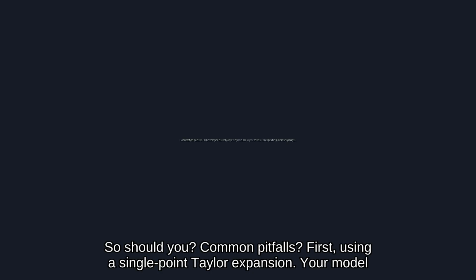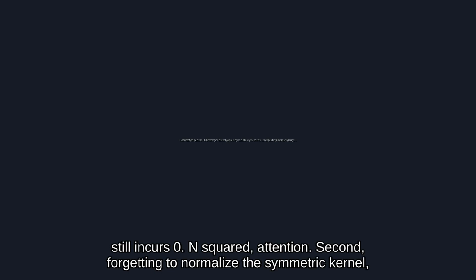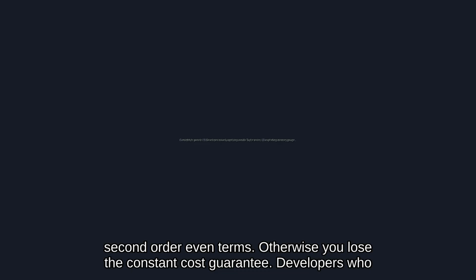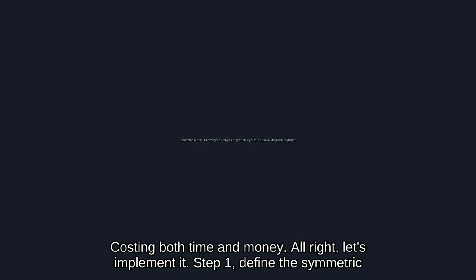Common pitfalls? First, using a single-point Taylor expansion. Your model still incurs O(n²) attention. Second, forgetting to normalize the symmetric kernel, which leads to gradient instability. Third, over-truncating the series. Keep at least the second-order even terms. Otherwise you lose the constant cost guarantee. Developers who ignore these nuances end up with either broken models or negligible speedups, costing both time and money.